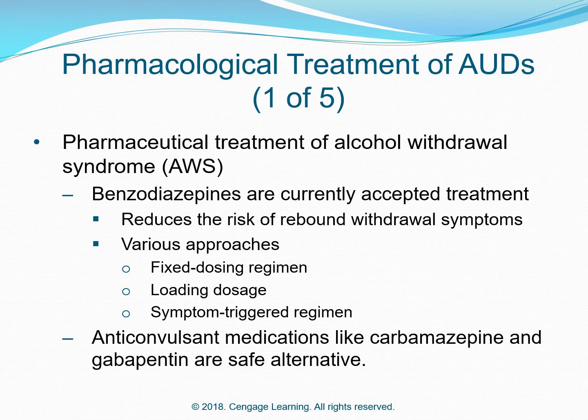So, pharmacological treatment of AUDs, 1 of 5. Pharmacological treatment of alcohol withdrawal syndrome. Benzodiazepine, a currently accepted treatment. Reduces the risk of rebound withdrawal symptoms, various approaches: fixed dosing regimen, loading dosage, symptom trigger regimen. Anticonvulsant medicine like carbamazepine and gabapentin are safe alternatives.